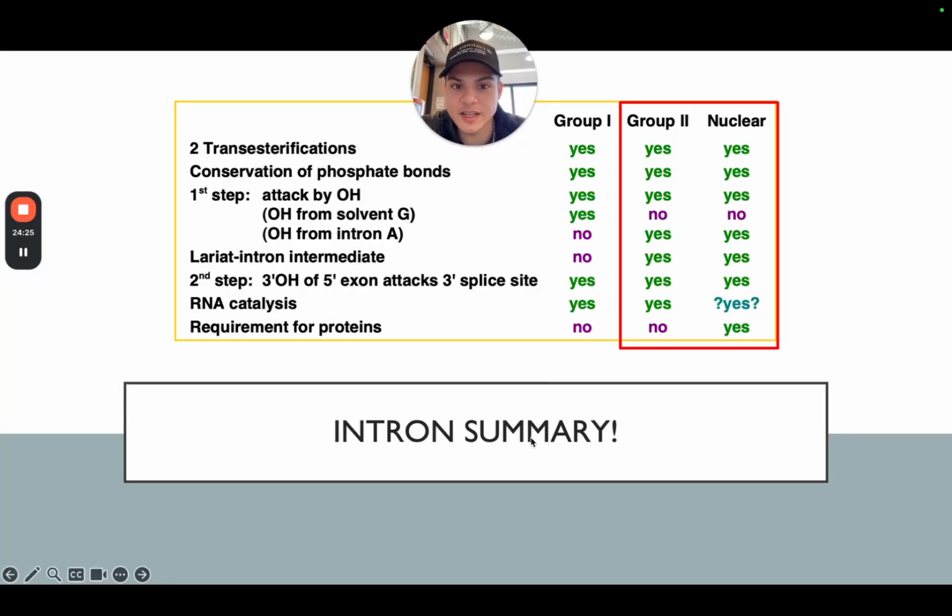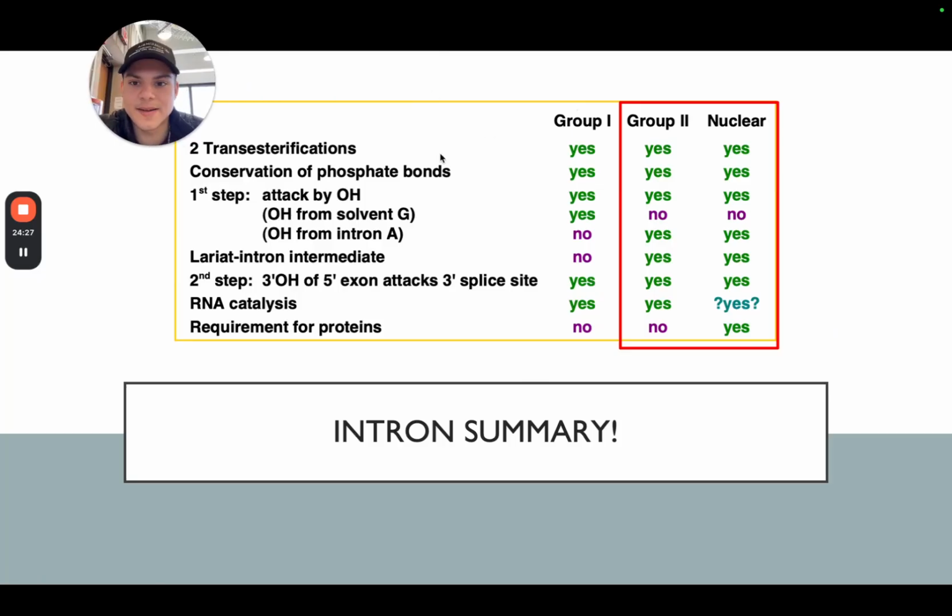So this is just like an intron summary. I would really go through this summary: the 2 transesterification reactions, conservation of phosphate bonds. The first step is attack by OH, where one is from the solvent, external, the G, or one is from the intron, from the A, the adenine. Just go through this chart, understand what the subtle differences and nuances are, and you should be good with intron splicing.